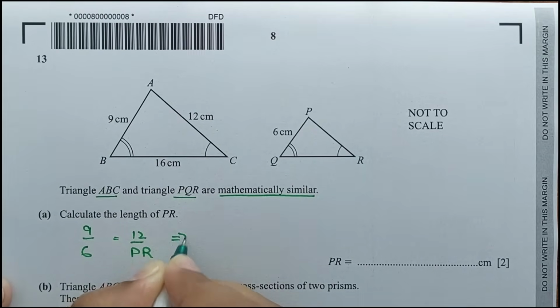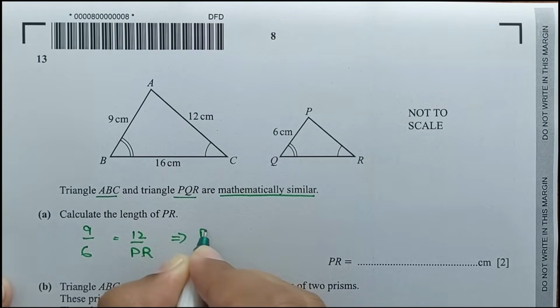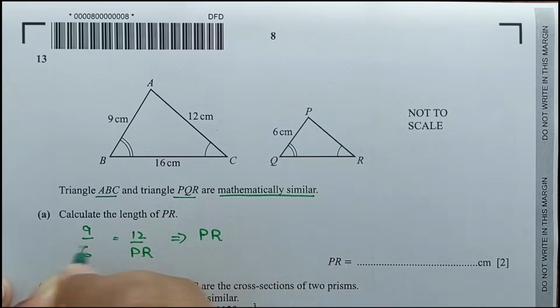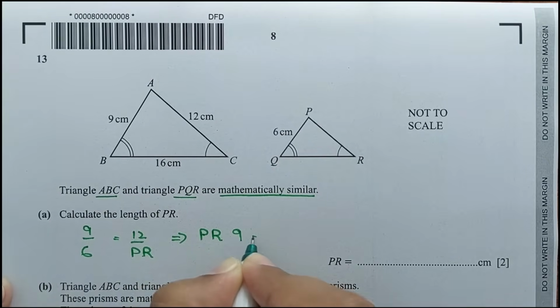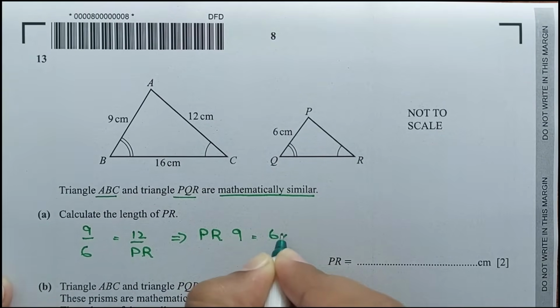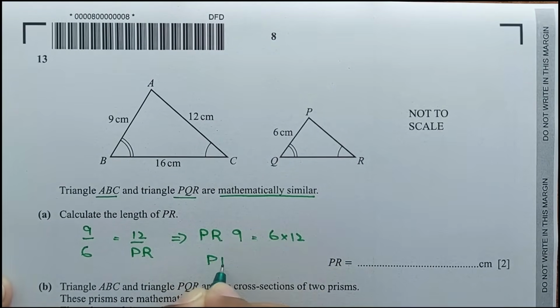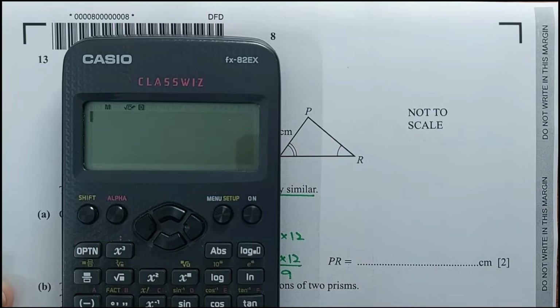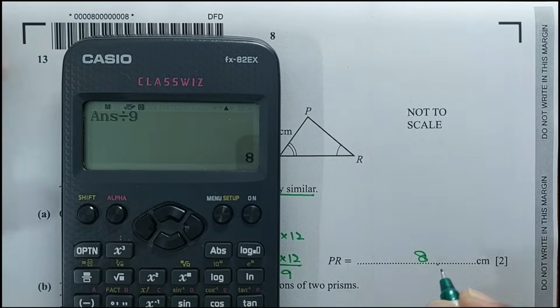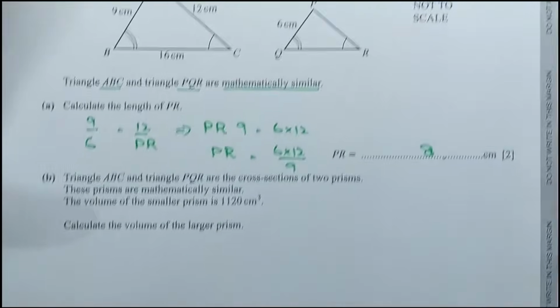Okay, now we can do a cross multiplication. PR multiplied by 9 and 6 times 6 multiplied by 12. So what is PR? 6 times 12 divided by 9. That is 8 centimeters, the length of PR.